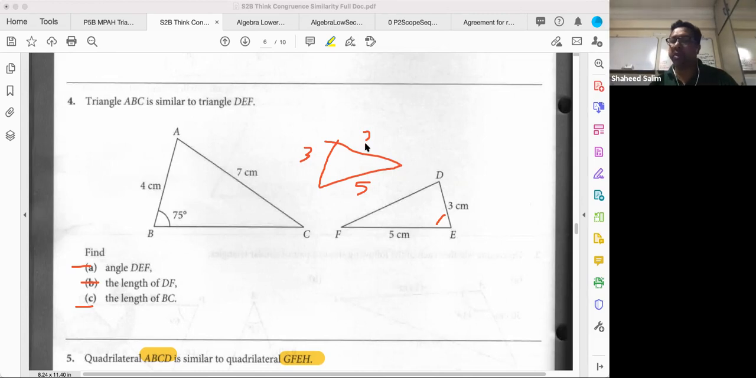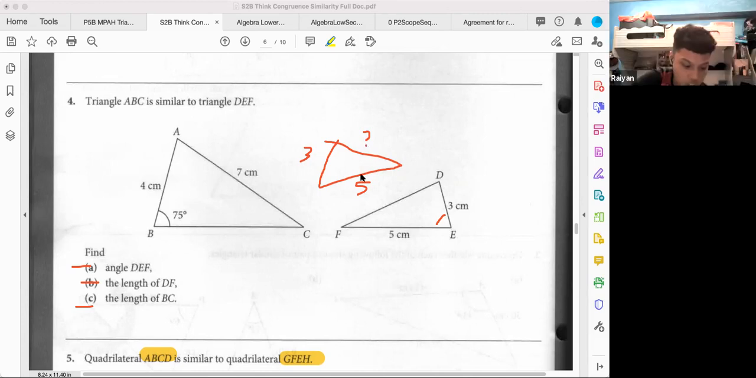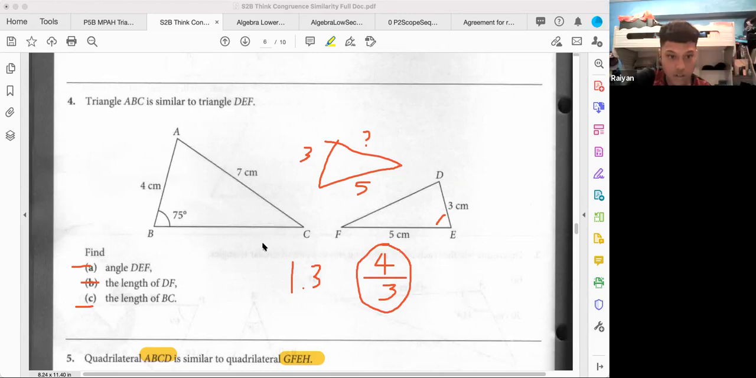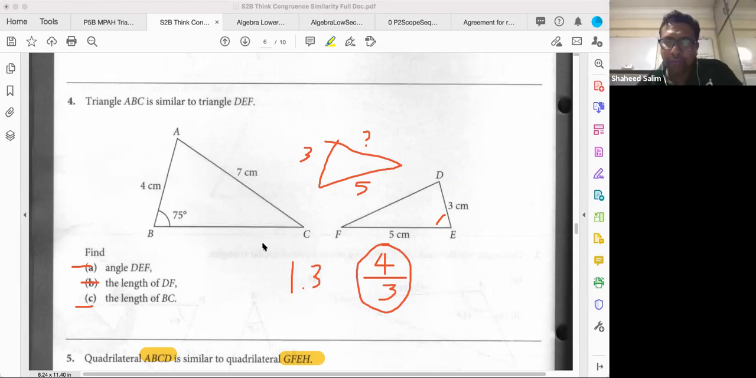What's the ratio? What's the magic number? 1.3333. Good. Okay. If you do 1.3 only, you won't be accurate. So I suggest you put 4/3. This one is totally accurate. You use a calculator. You want to find the bigger side, you times this number. You want to find the smaller side, you divide by this number.